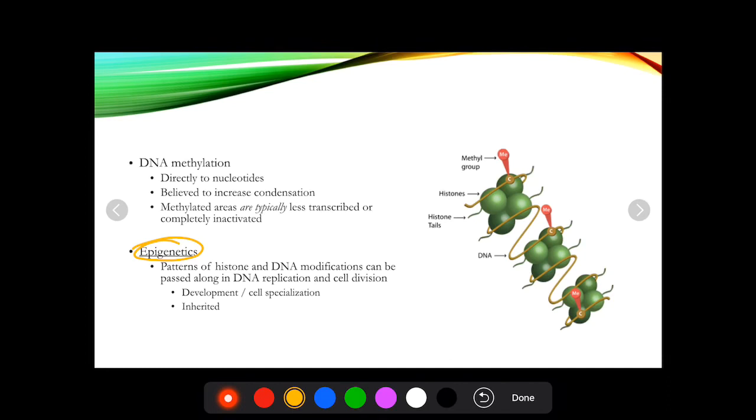Two ways that this matters. First of all, for development, that's going to be huge. You start as one cell that has every single gene active, and eventually, as it divides, certain genes need to be turned off. So to make a liver cell, you have to make sure to turn off the right genes, and then every time that liver cell divides, it needs to have the same genes turned off. That's done via epigenetics. It's also an inheritance thing.